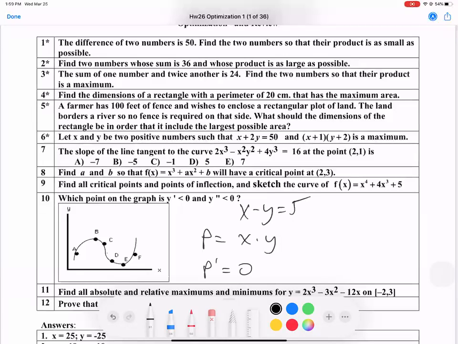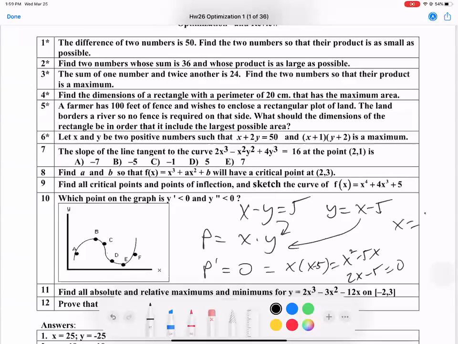Now, I don't want to deal with 3 variables. That's a hint right there. Get rid of one of your variables. y is equal to, get rid of the negative, so it'll be positive x minus 50. Plug it in: x times x minus 50. That's x squared minus 50x. Take the derivative, 2x minus 50. Make that go to 0. x is equal to 50 over 2.